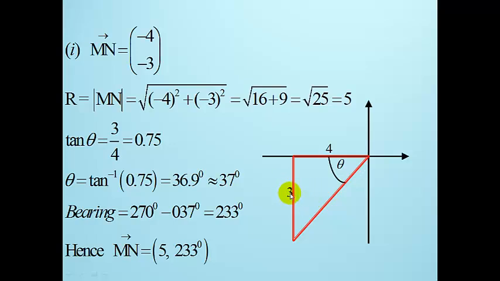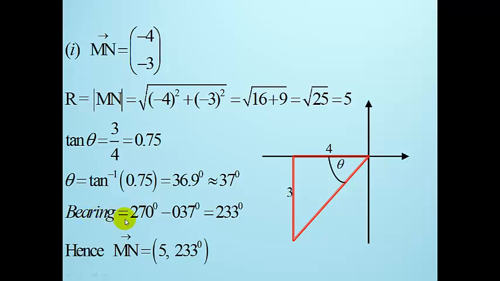Now, 3 is opposite to the angle theta and 4 is adjacent. So we use the ratio tan theta equals 3 over 4. The answer is 0.75. How do we find theta? We have to take the tan inverse of the right hand side. And that is tan inverse of 0.75, and the answer is 36.9 degrees. This is approximately equal to 37 degrees.